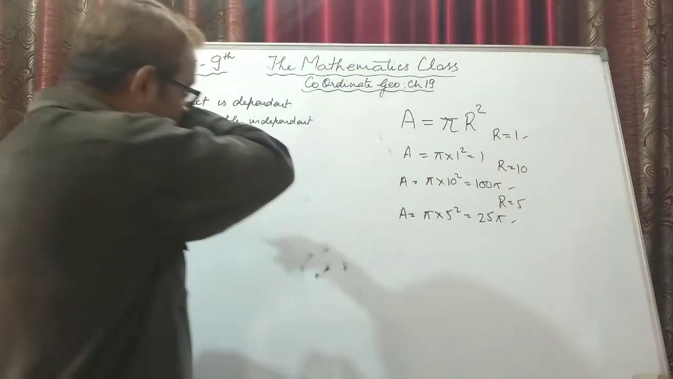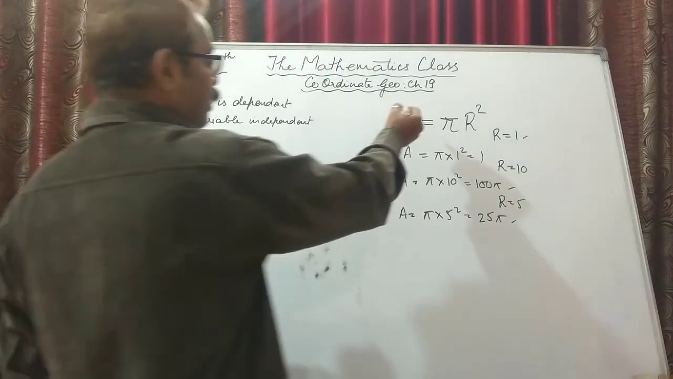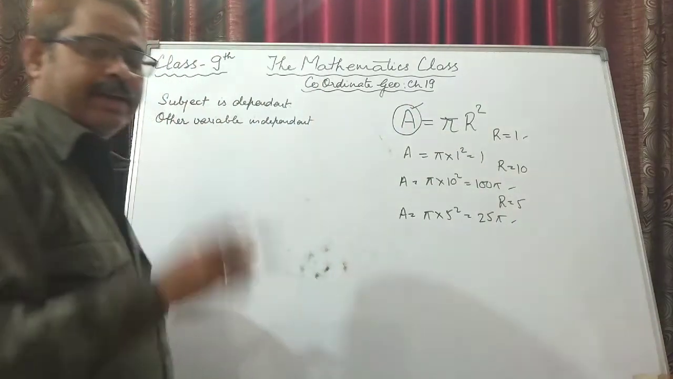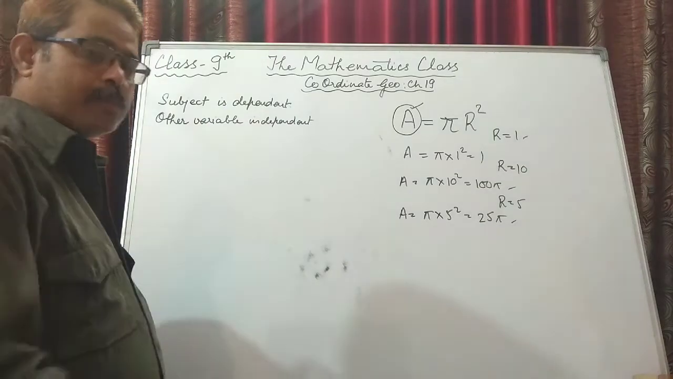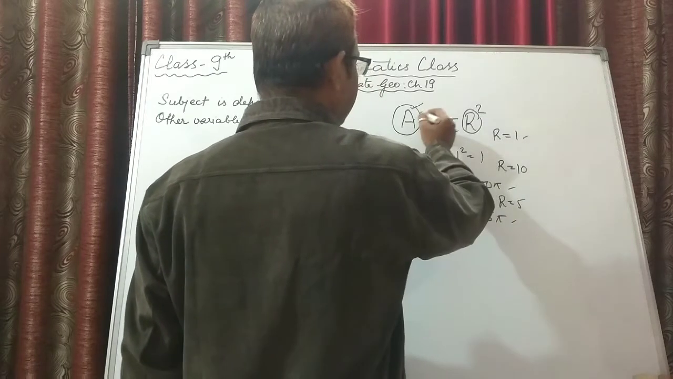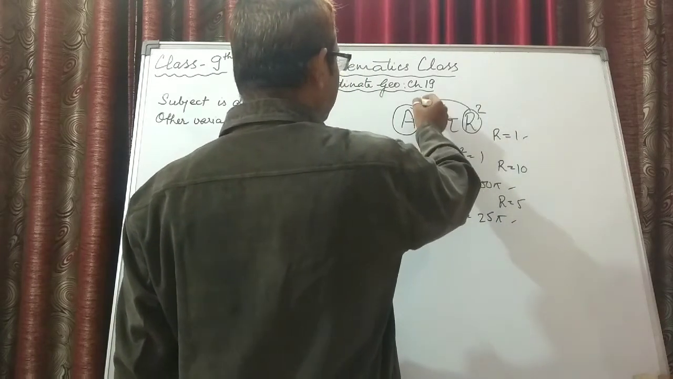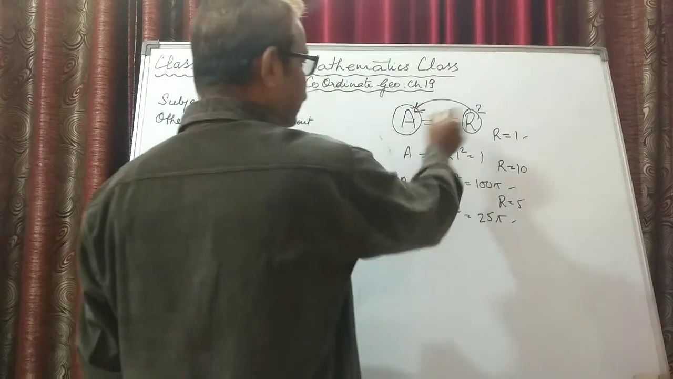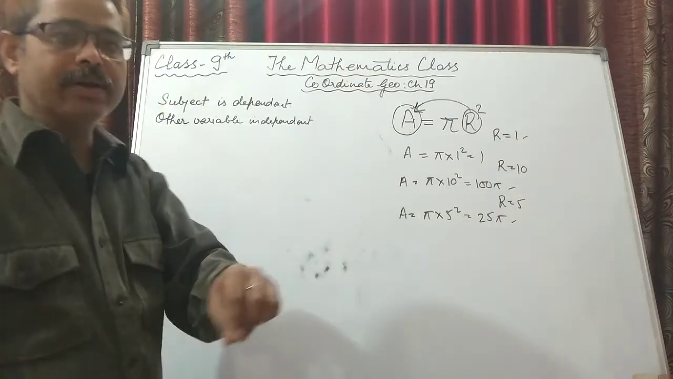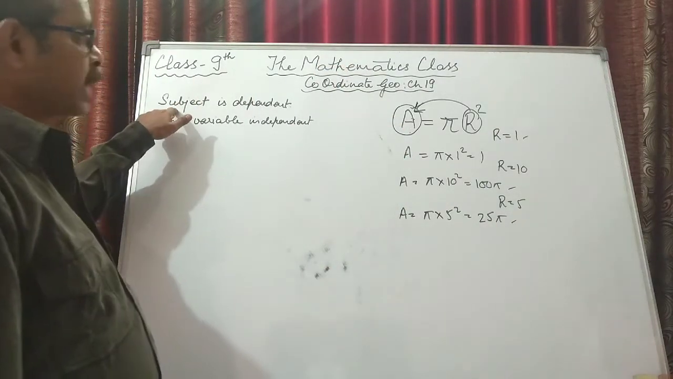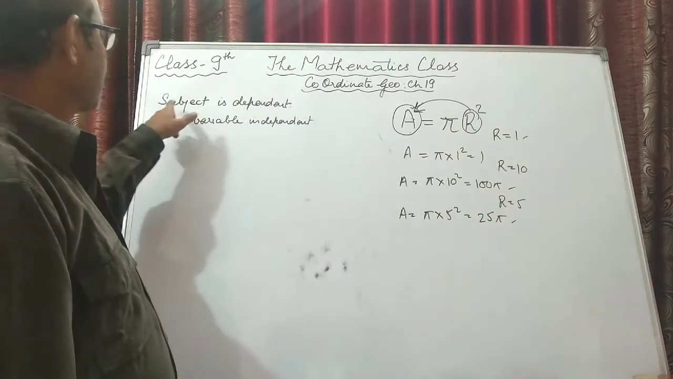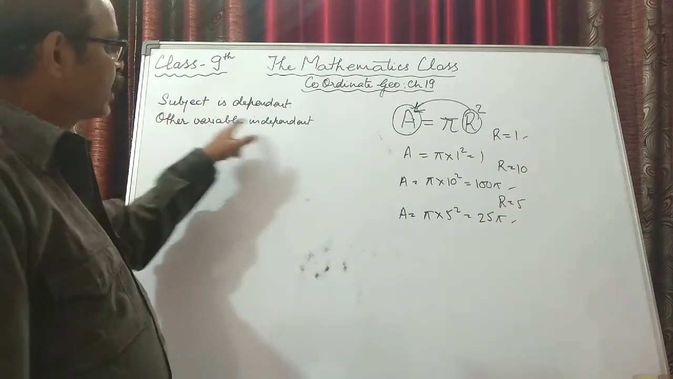Now you can see that in this formula, what is the subject? Subject is A, because we are finding the value of A from the value of r. The value of area is dependent on the radius. So A is the subject. So what do you learn? You learn that whatever is the subject is the dependent variable, and the other variable is independent.